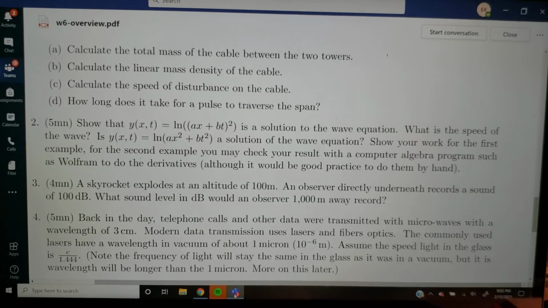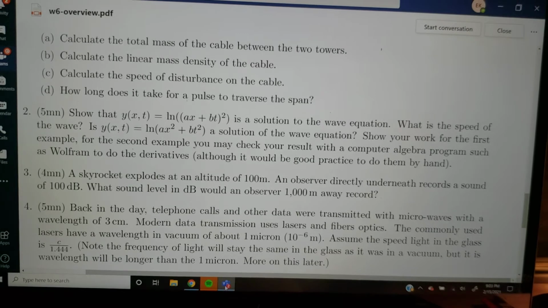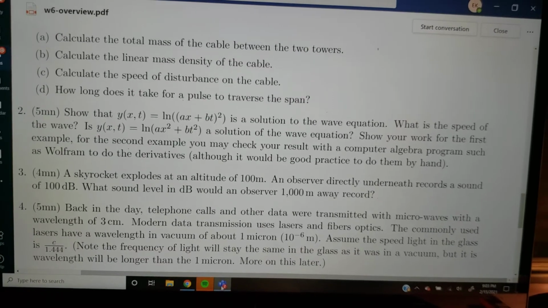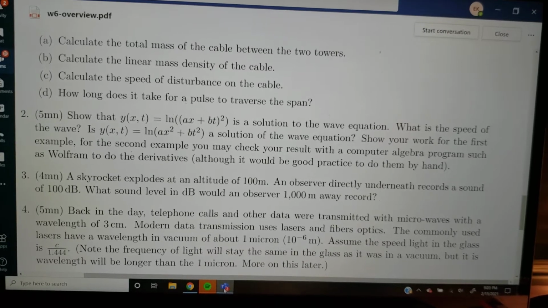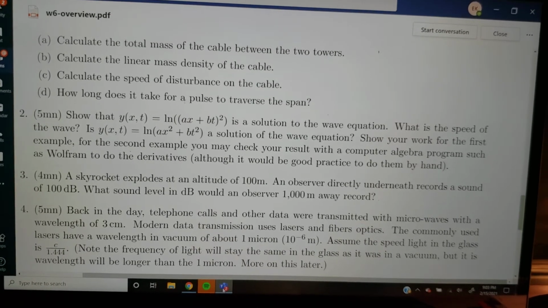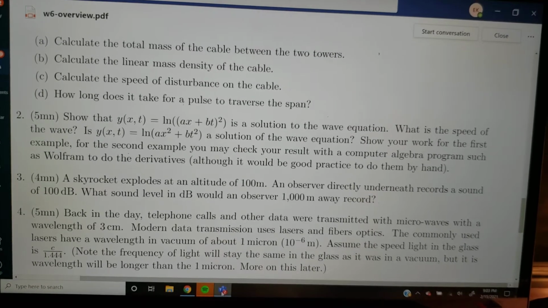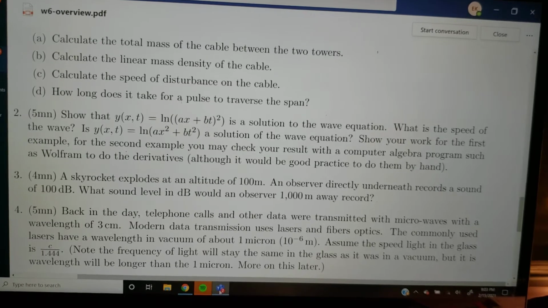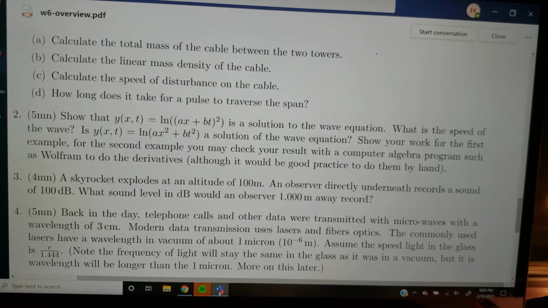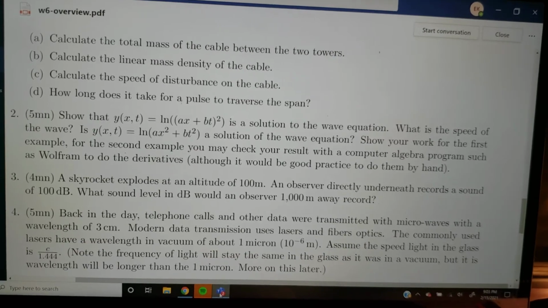Problem number 2 states: show that the equation y(x,t) = log(ax + bt)² is a solution to the wave equation. They want us to find the speed of the wave, and they also want us to determine if the equation y(x,t) = log(ax² + bt²) is also a solution to the wave equation.